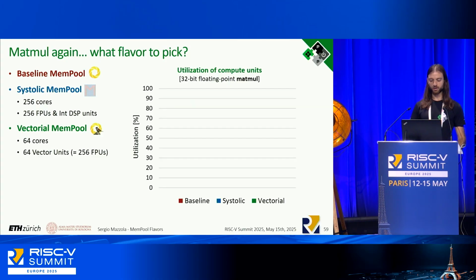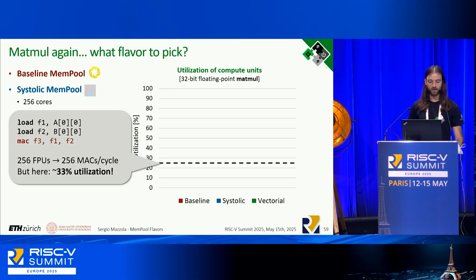So let's take a look at the utilization. We have 256 floating point units in all of these MemPool flavors, so ideally, we want to perform 256 MAC operations at every cycle. But if you consider a trivial implementation of matmul, you can make a MAC only after 2 load operations. So this accounts for roughly just 33% utilization.